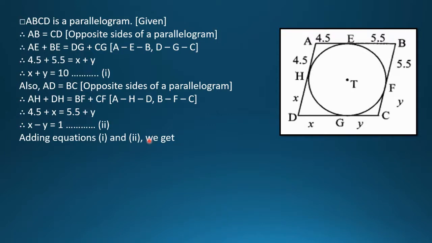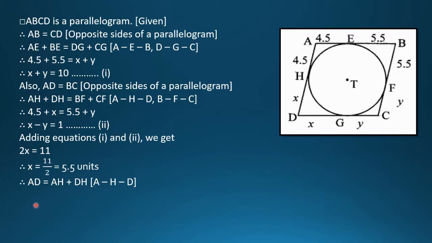So we'll add them first. If we add, we get 2x equal to, so this plus y and minus y get cancelled. x plus x will give me 2x, and 10 plus 1 will give me 11. If I solve this, x will be equal to 11 by 2, which is 5.5 units. We can substitute the value of x in any one of the equations, either equation 1 or equation 2, to get the value of y.